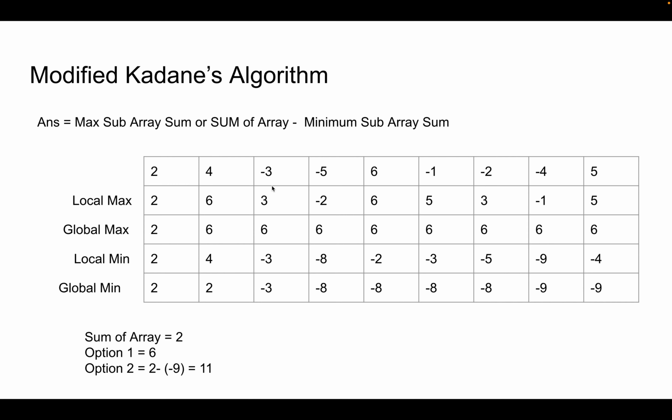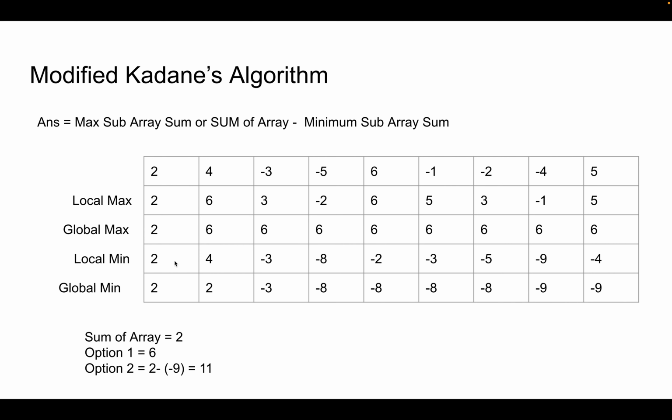Similarly, you have got two options. One is the maximum subarray sum, or the sum of the array minus the minimum subarray sum. You have to choose between the two and you will get the answer. So we have the local maximum and global maximum from the previous example. Similarly for the local minimum, you will use exactly the opposite logic. That is, if it is a positive number, that is greater than 0, you will change it to the current number. However, if it is a negative number, you will just keep on adding the next number. So here it is 2.